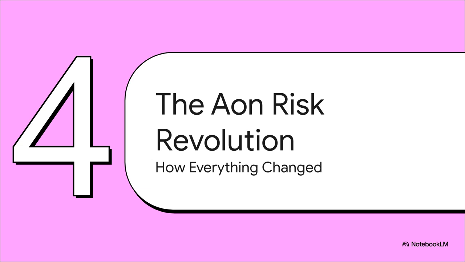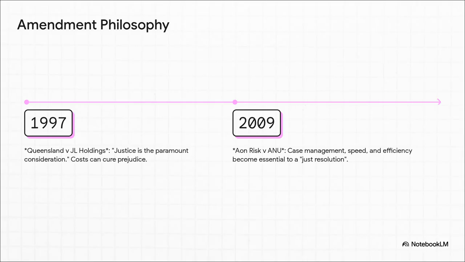Well, the entire playbook for this was completely rewritten by one single High Court decision. For anyone practicing civil litigation in Australia, you have to understand the world before Aon Risk and the world after. They are two totally different places. This timeline really says it all. You've got the before times and the after times.